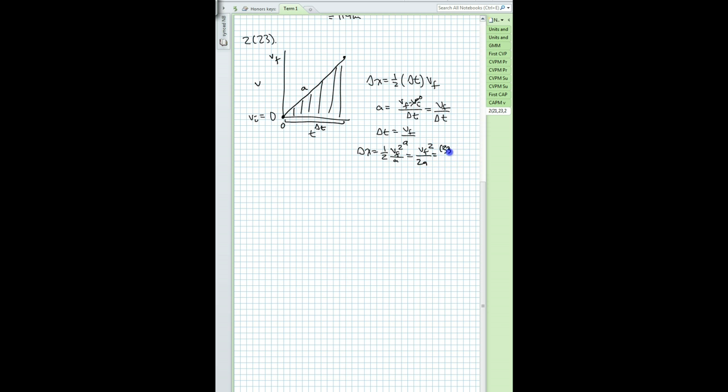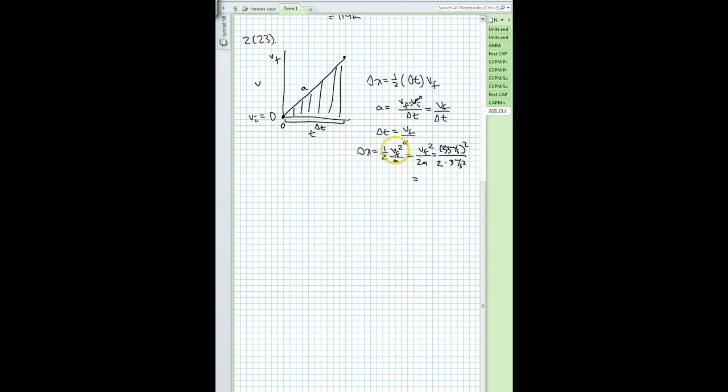And that's going to be 33 meters per second, squared, over 2 times 3 meters per second squared. Let's check the units. In the numerator I have meters squared per second squared, after I distribute the square, divided by meters per second squared. The per second squareds cancel, and then meters squared over meters is meters, which is what we expected.